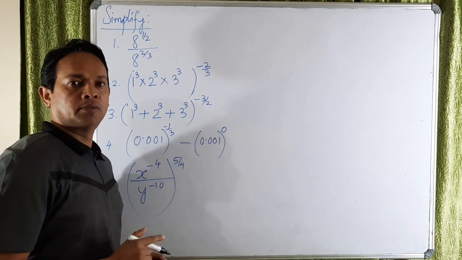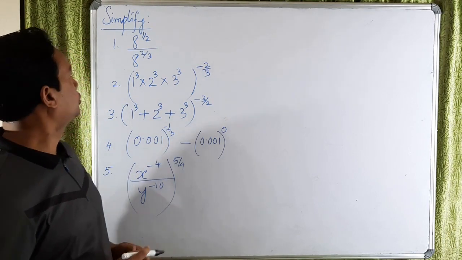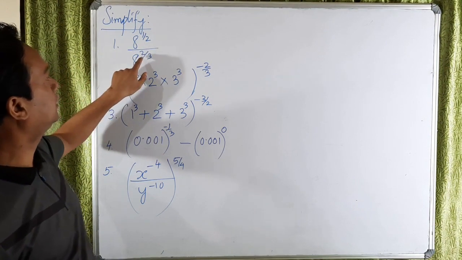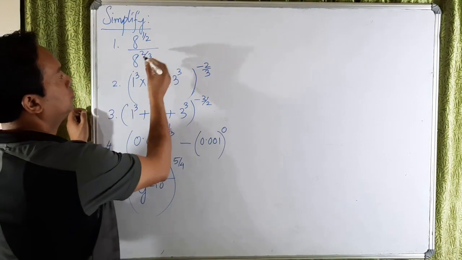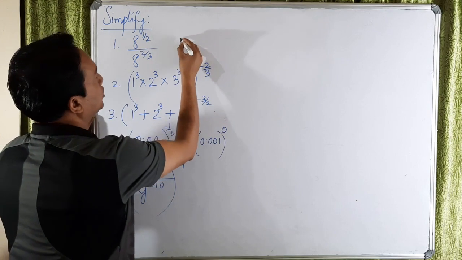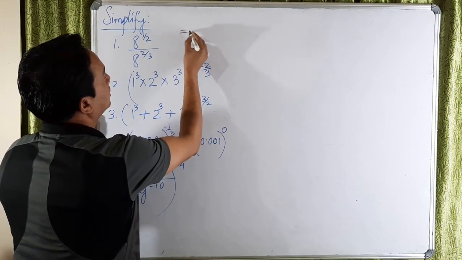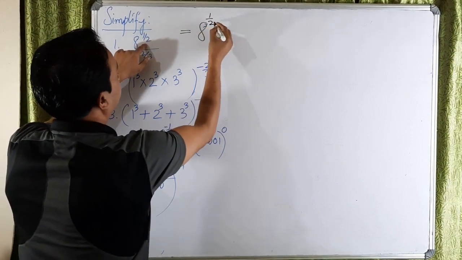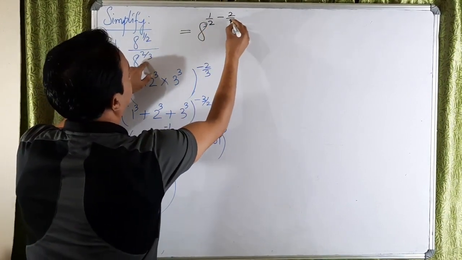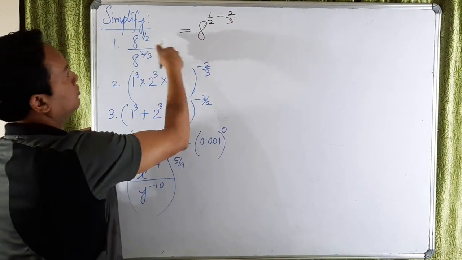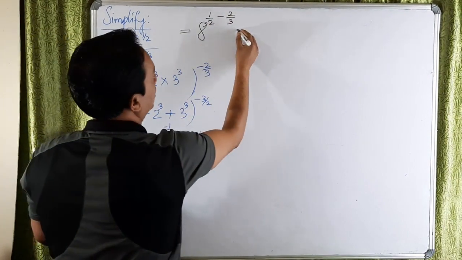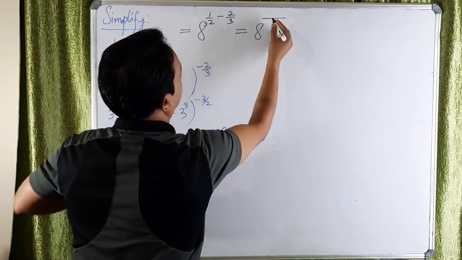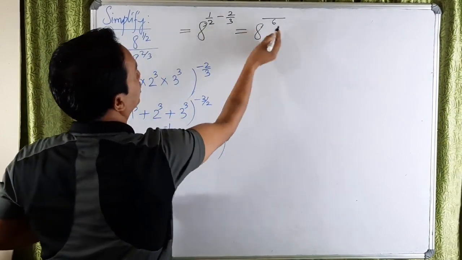Now let us look at some simple sums based on laws of exponents. The first one here: 8 to the power half divided by 8 to the power 2 by 3. Since the base is the same, we will write this equals 8 to the power half minus 2 by 3. Base is same and division, so we are subtracting the powers. We'll take the LCM of 2 and 3, which is 6. 2 into 3 is 6.